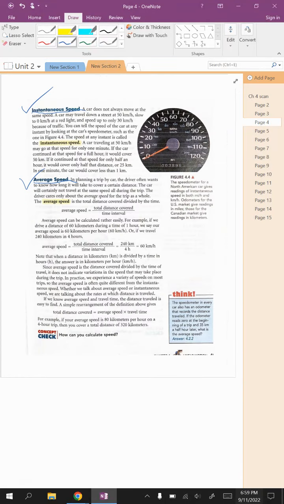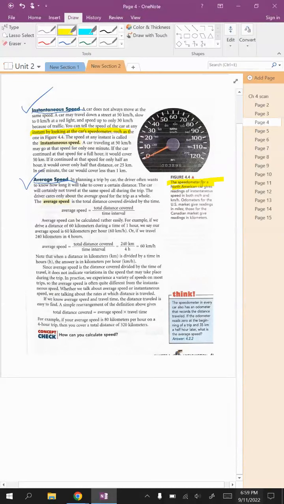So talking about instantaneous speed, I'm going to get my trusty highlighter out again. It says the car doesn't always move at the same speed. Very true. A car may travel down the street at 50 kilometers per hour, slow to 0 kilometers per hour at a red light, speed up to only 30 kilometers per hour because of traffic. So you could tell the speed of a car at any instant by looking at the car's speedometer. I'm going to underline that one because I felt like that was important, that you look at the speedometer.